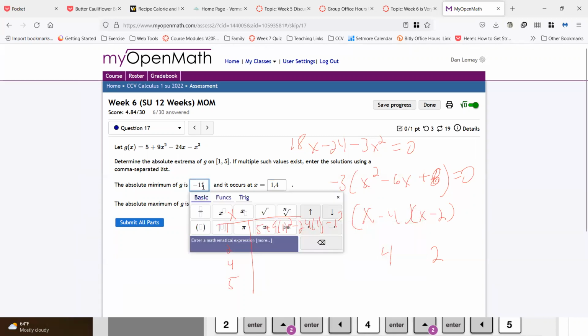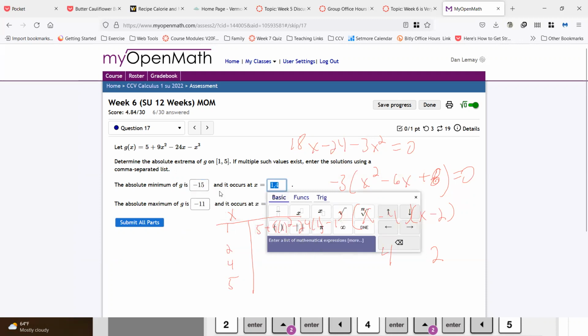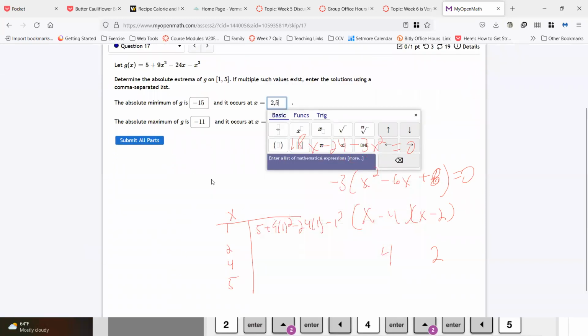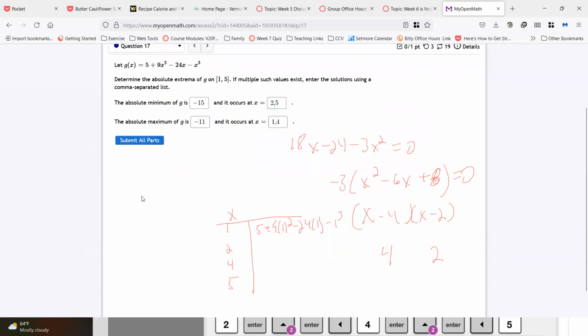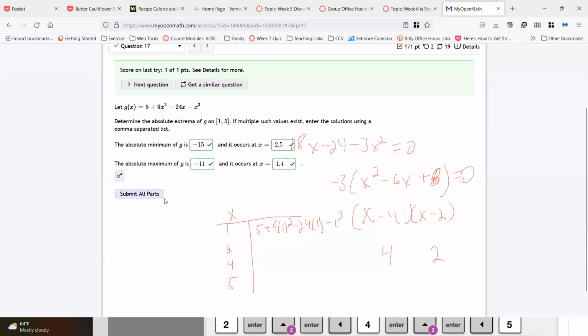And then the negative 15 is the minimum, and that happens at 2 and 5, right? 2, 5. Let's see, so do I have this? So the minimum is negative 15, which happens at 2 and 5. The maximum is negative 11, which happens at 1 and 4. Let's see if it likes it. Oh, it did. That's always nice. Don't you like the green checks? All right.